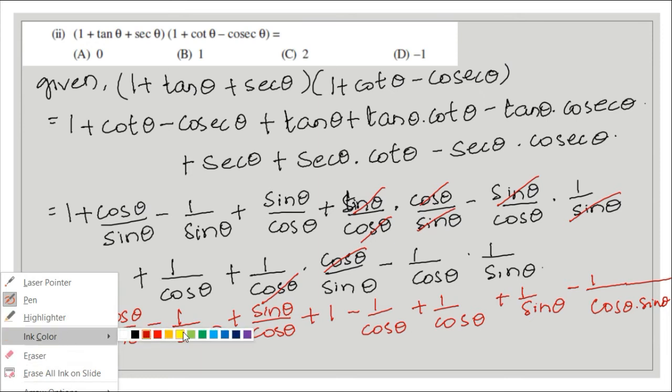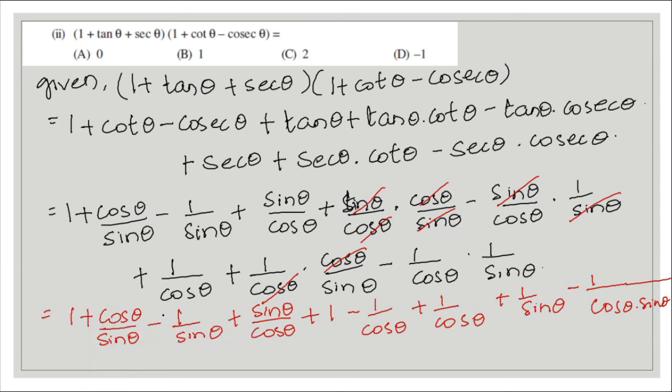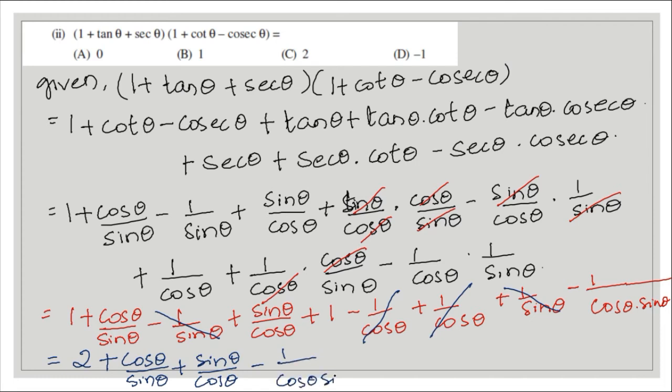Once again you observe some of the terms are getting cancelled here. Minus 1 by sin theta and plus 1 by sin theta, they get cancelled. Positive 1 by cos theta and negative 1 by cos theta also get cancelled. What are the things left out now? 1 plus 1, it becomes 2, plus cos theta by sin theta, plus sin theta by cos theta, minus 1 by cos theta sin theta. These are the terms which are remaining now.